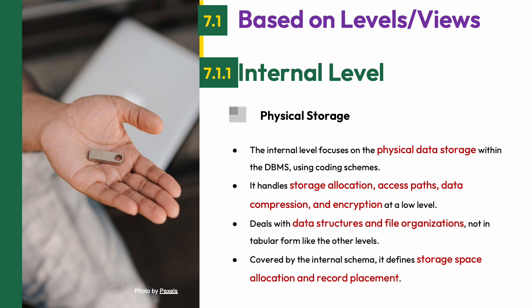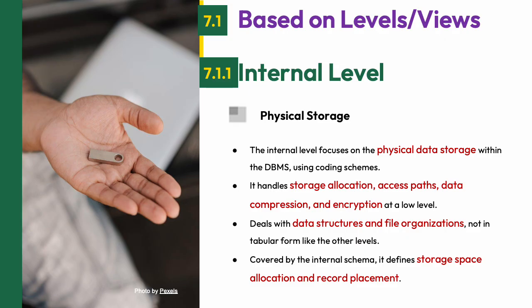Unlike the higher levels that use tabular form, the internal level deals with low-level data structures, for example B-trees, hash tables, and file organizations, for example sequential, heap, and cluster. The internal schema defines how the data is stored in the database, including details about storage space allocation, the record placement, and the data structure used.